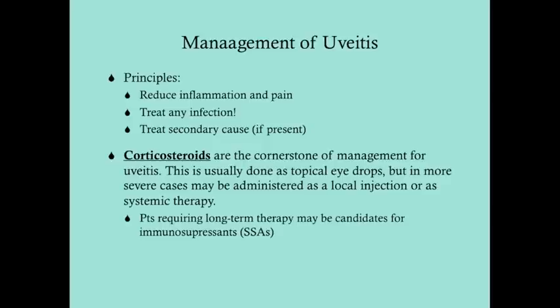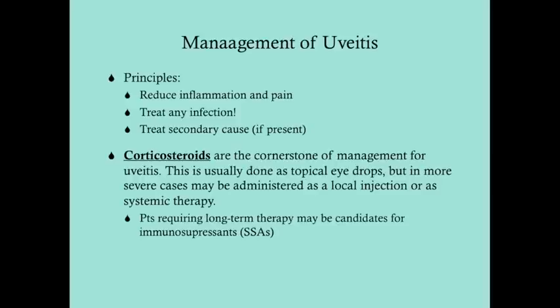You want to treat any infection. That's important because if there's an infection there, it needs to be treated in order to get rid of the uveitis. And then you want to treat any secondary cause if it's detected, if it's present. So corticosteroids are the cornerstone of management for uveitis.